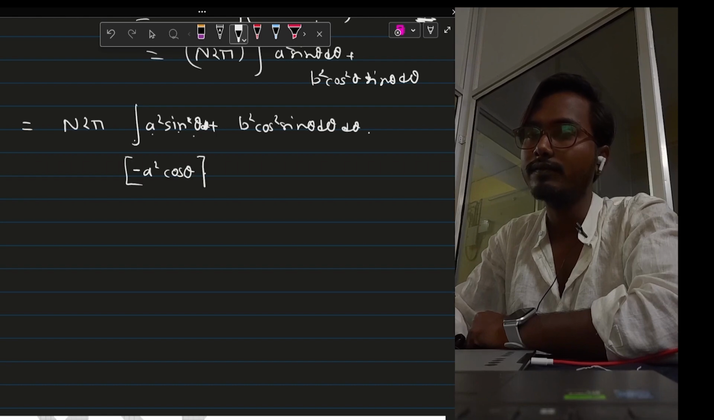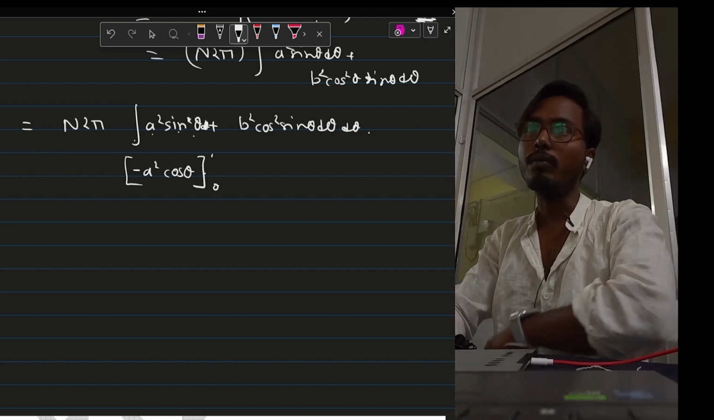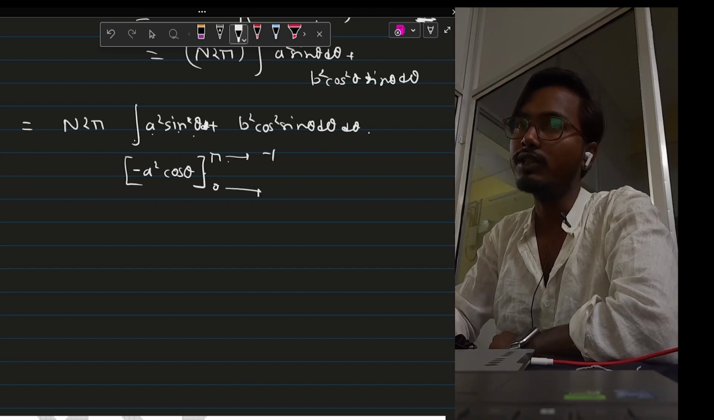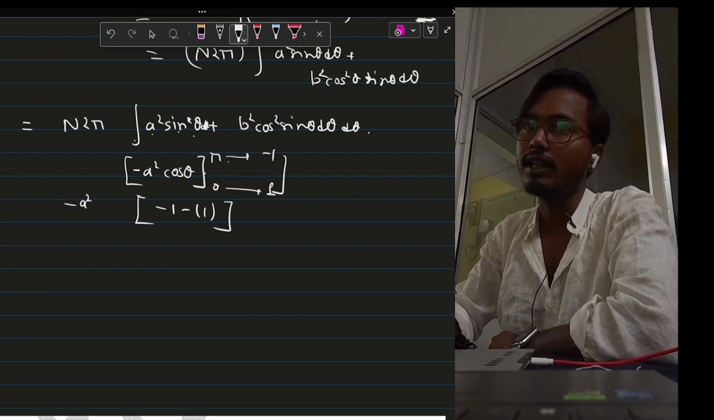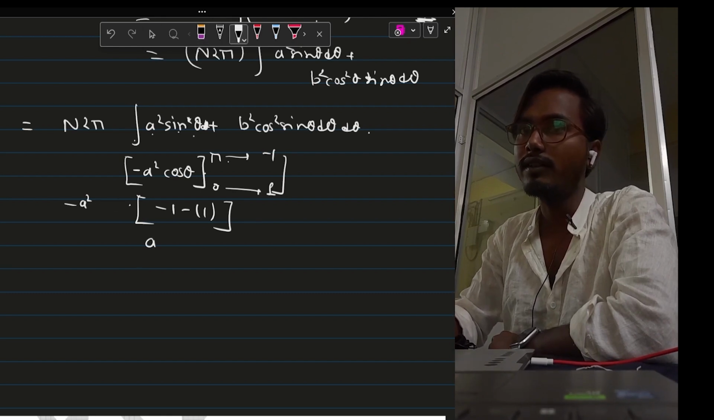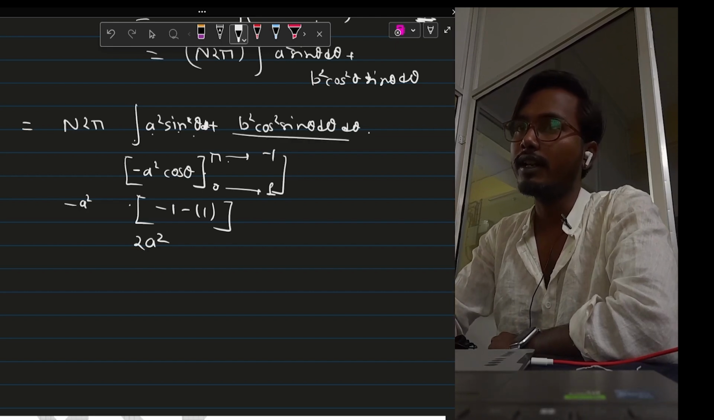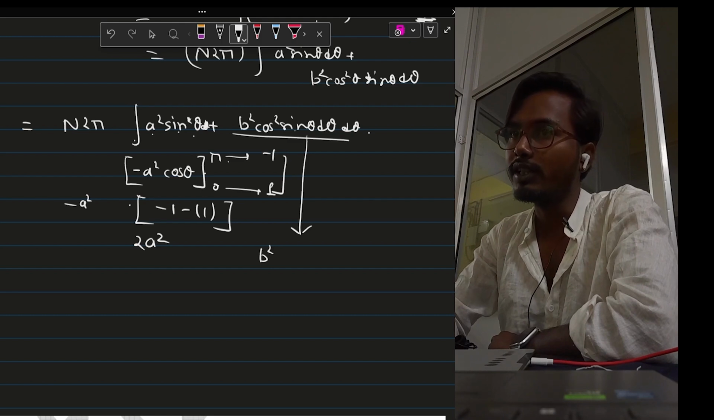Okay, limit for integration is 0 to pi. The value at pi is -1, the value at 0 is 1, then -1 minus 1 gives minus 2, and with the minus a square cos theta this will be equal to 2 times a square. And now we solve the b square term, where we have to integrate cos square theta sine theta.